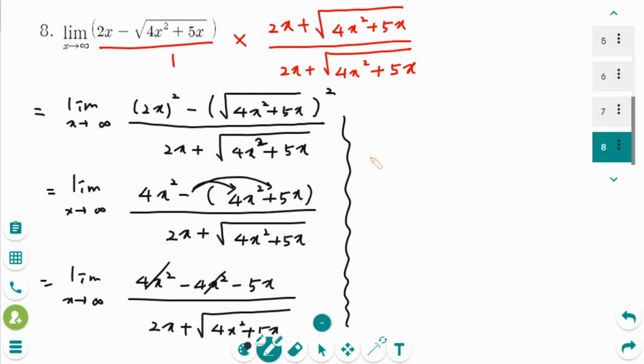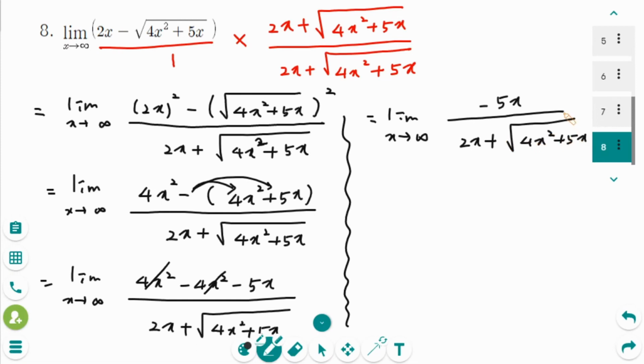To cancel out. And then the next step is minus 5x over 2x plus square root of 4x squared plus 5x.